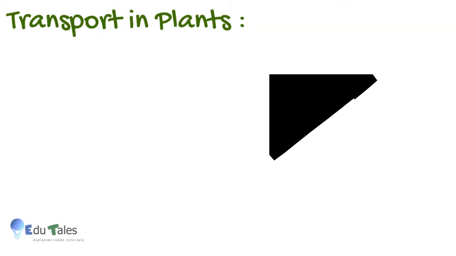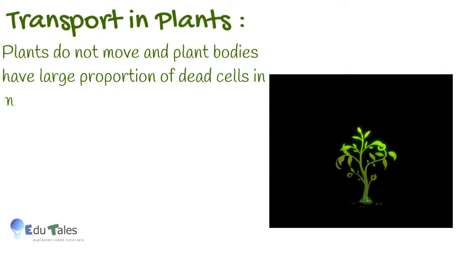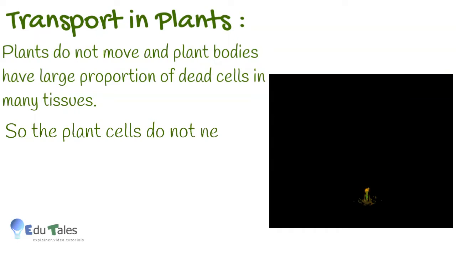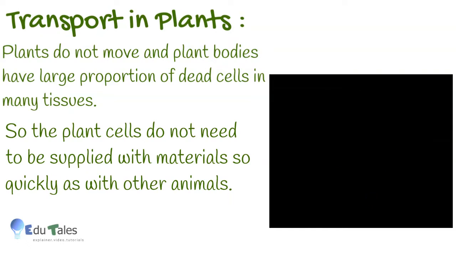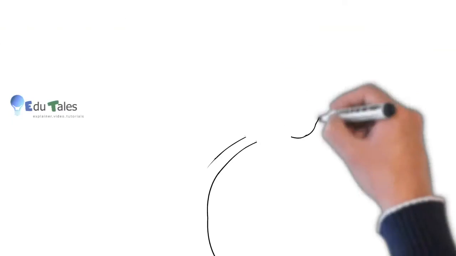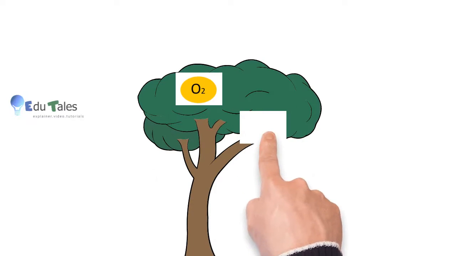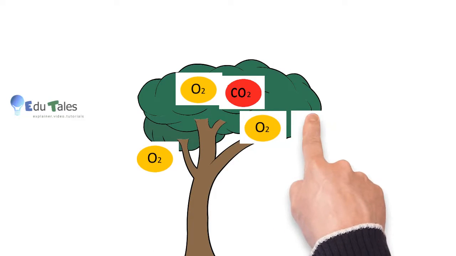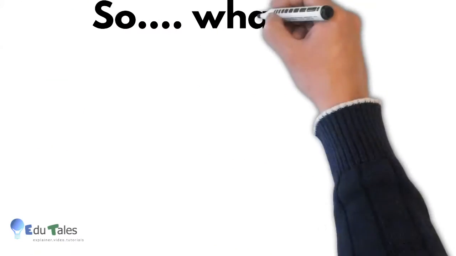Now let us start with transport in plants. Plants do not move, and plant bodies have a large proportion of dead cells in many tissues. So the plant cells do not need to be supplied with materials as quickly as in animals. As we have already seen through photosynthesis and respiration, plants get carbon dioxide and oxygen directly from air. So what else is remaining?